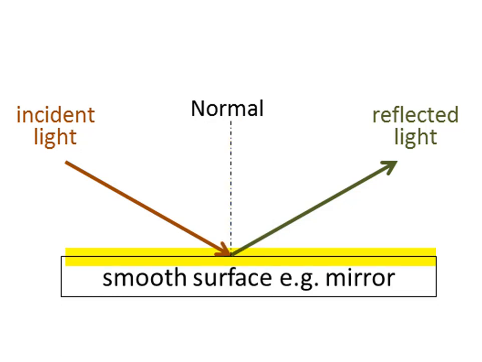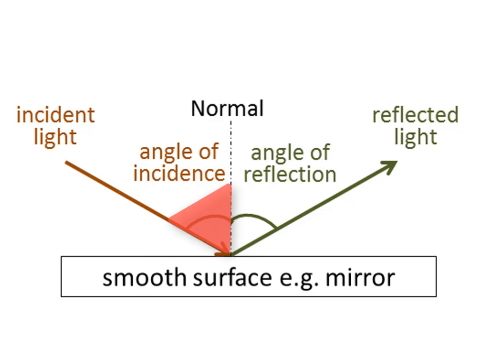So you can see here we have the mirror, and at the point where the incident light meets the mirror, we draw in a normal line. Even though it's not really there, we imagine it to be there, and we must make sure that that normal line is at 90 degrees to the mirror. Next, we measure the angle between the normal line and the incident light, and we call this the angle of incidence. And we measure the angle between the normal line and the reflected light, and we call that the angle of reflection.